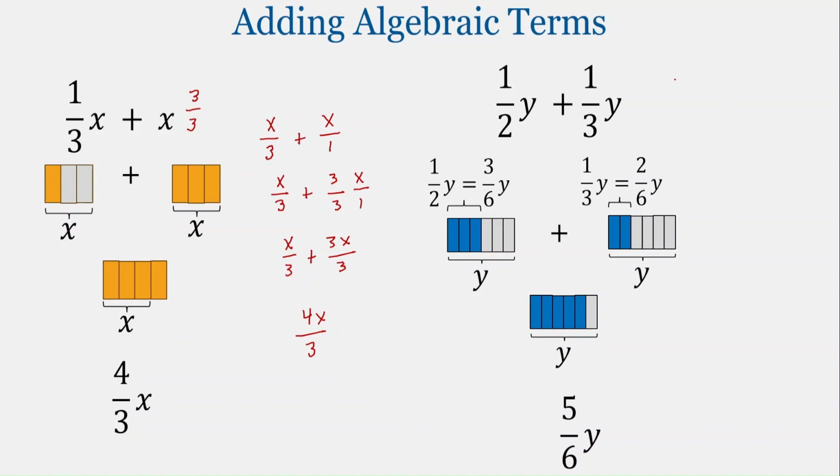Adding these using standard fraction addition instead of the bar model, we find a common denominator. A fast way to find a common denominator is to multiply the two denominators together. That's going to give us 6. So in order to make a 6, we need to multiply by 3. So we're going to multiply both top and bottom of the first fraction by 3. And for the second fraction, we're going to multiply by 2, both top and bottom.